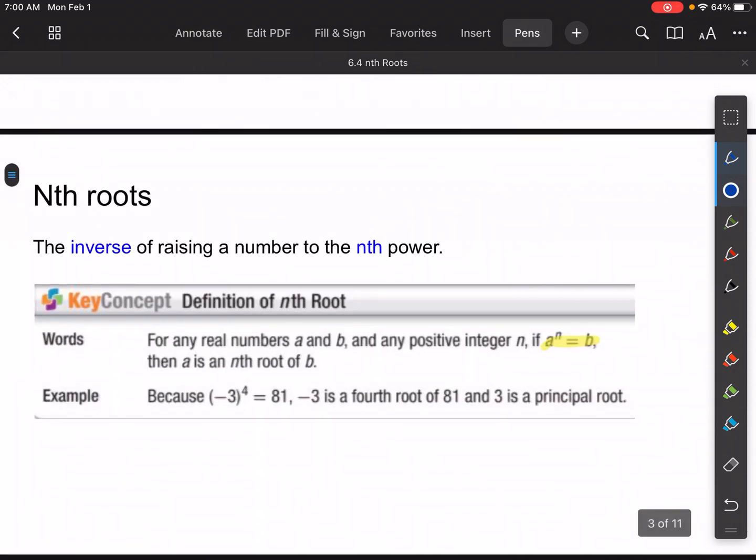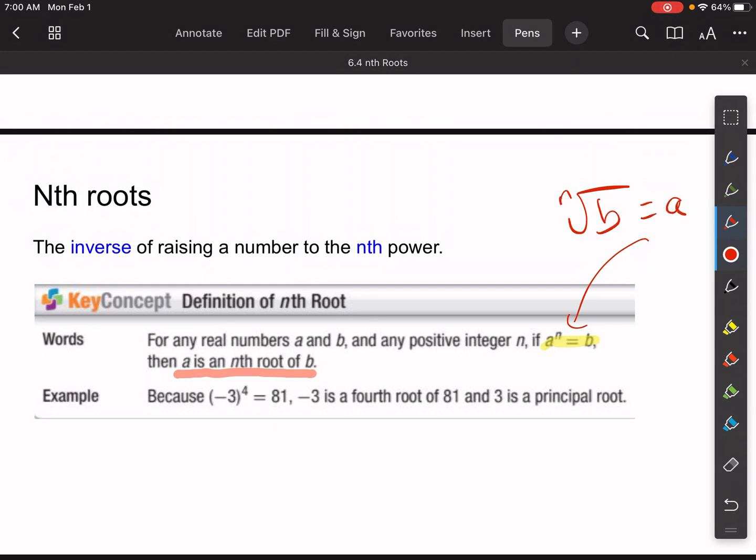The nth roots. An nth root is basically just an inverse of raising a number to the nth power. Okay, so we just used n. N could be any number. But say we have something like a to the n is equal to b. If that is the case, we know that a is an nth root of b. So if I took the nth root of b, that would be equal to a. And that's what we're doing here. We're taking the nth root of a number.